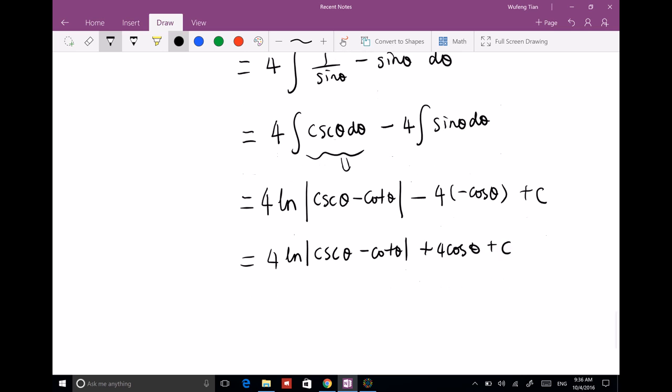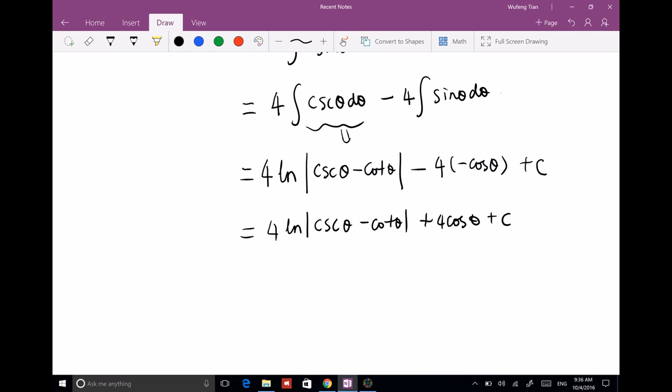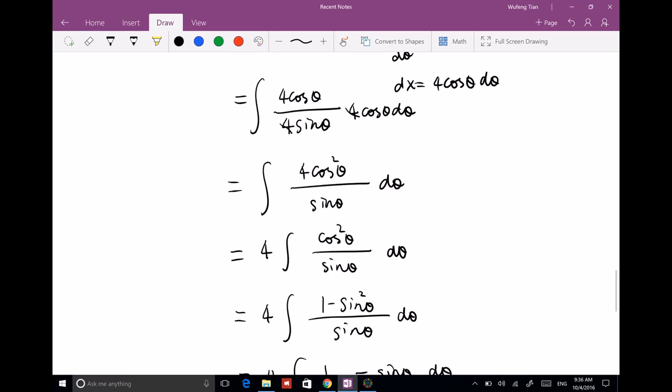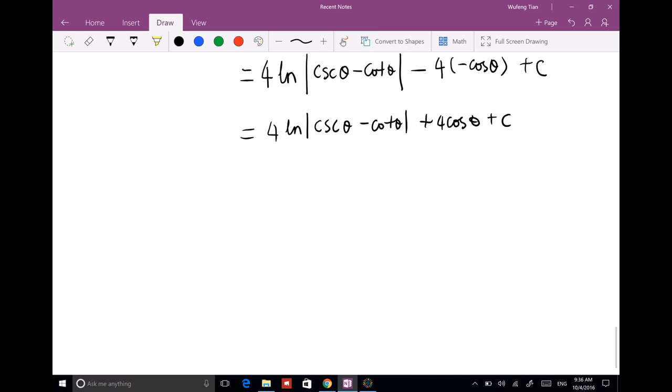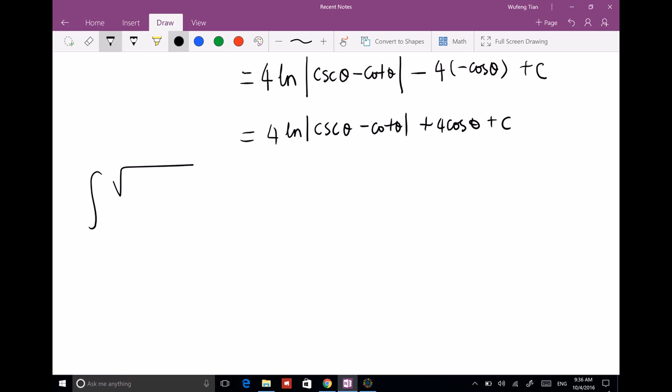Alright. Are we done? Are we done, everyone? The problem was the square root of 16 minus x squared over x dx. Now I got an answer like this. I'm done. Is that the final answer? What do you think?